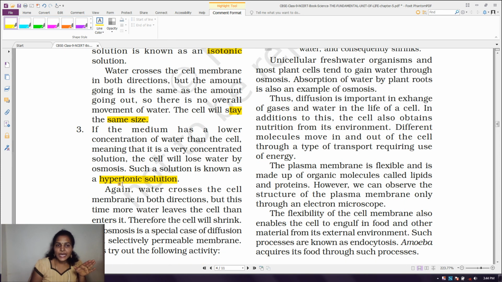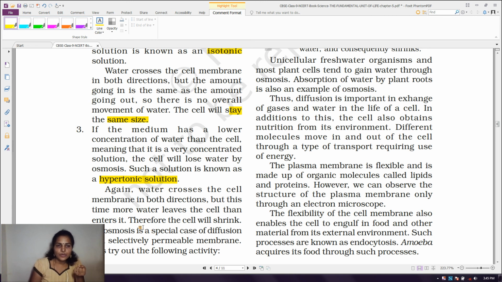While we are coming to this hypertonic, hyper means more. Okay, what is more? The dissolved content, the substance which is dissolved in the water is more, but water is not more. So in the beaker, the water content is less, but the dissolved substance in the water is more. In that solution, if we add any cell, what will happen? The water will move from the cell to the beaker. Okay, so what will happen? Shrinkage. The cell will shrink.